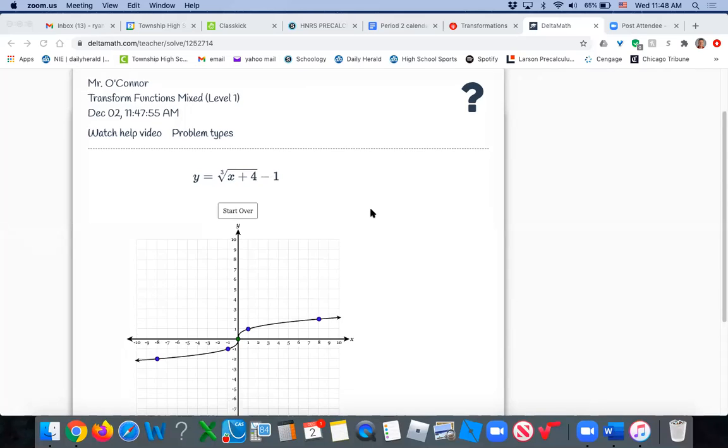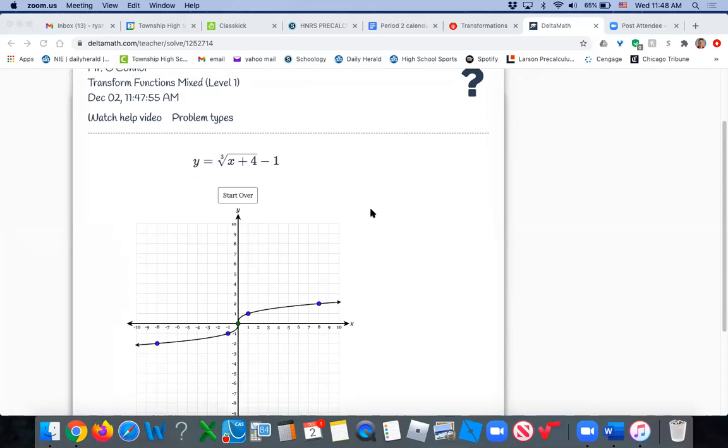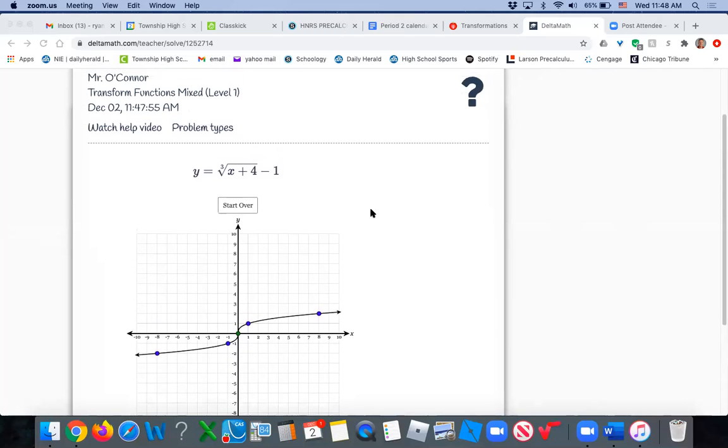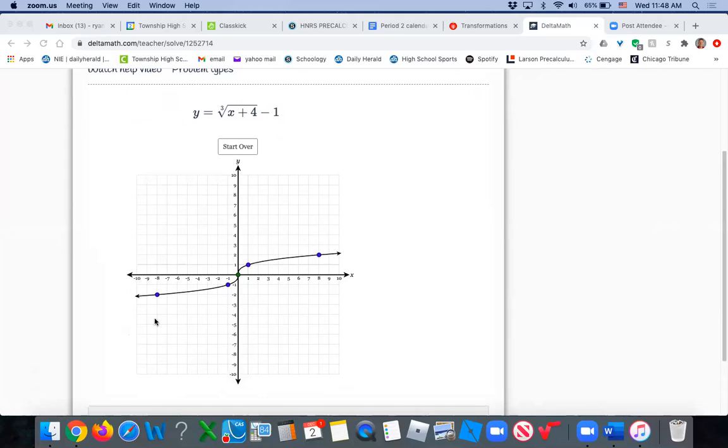All right, so here is something that would be on your homework. So in the Delta Math, we're doing transformations. This is the parent function. So it gives us the parent function, and the parent function is the cube root of x. And we need to figure out, what do these transformations do? Well, remember, the plus 4 moves the graph to the left 4. And then the minus 1 moves it down 1.